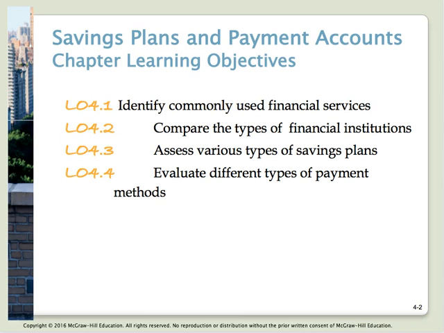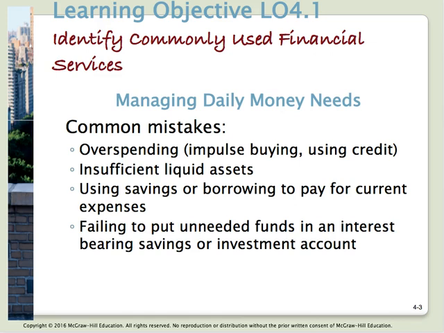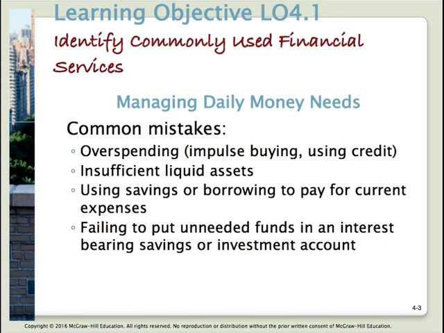So let's get started. Let's begin by looking at our first objective. So, learning objective number 1 is identifying commonly used financial services. Your daily buying activities require the use of financial services that facilitate business transactions as well as lead to the achievement of your own personal goals that you've set for yourself. In our daily buying activities, we use cash, checks, credit cards, and cash machines. These are the most common choices.